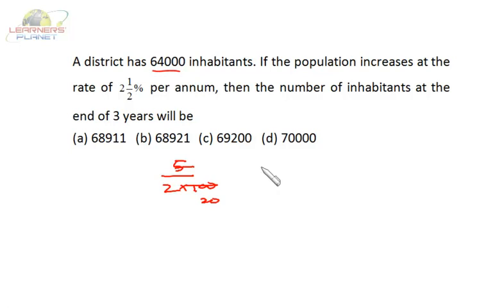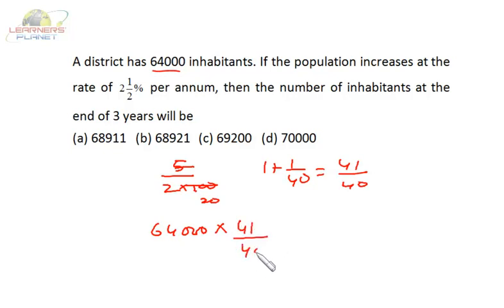Okay, that means every year the population is getting 1 plus 1 by 40, that is 41 by 40. So in the first year, or we can say the initial year, is 64,000. Okay, after 1 year the population will be 41 of 40 of the previous year. This is after first year, then it is after second year, and it is after third year.